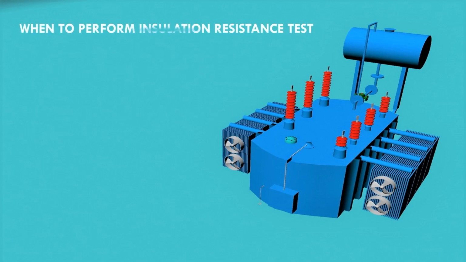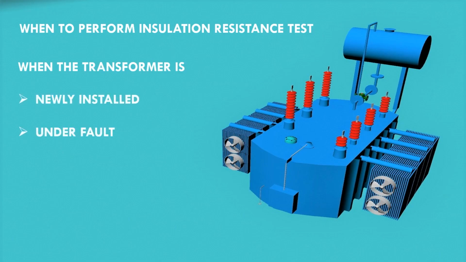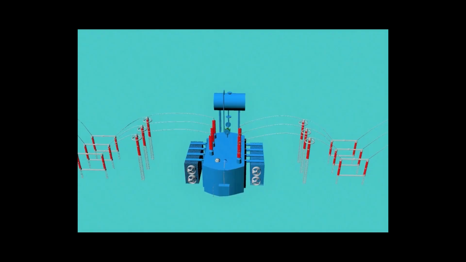When to perform this test? Well, insulation resistance test is performed on a transformer when the transformer is newly installed or the transformer is under fault. Now we explain the procedure of insulation resistance test of a transformer.